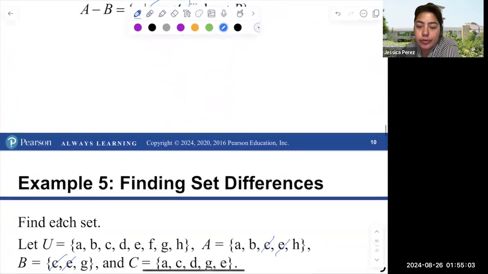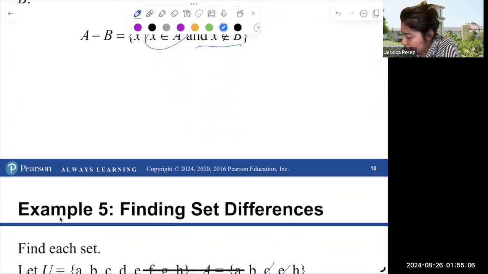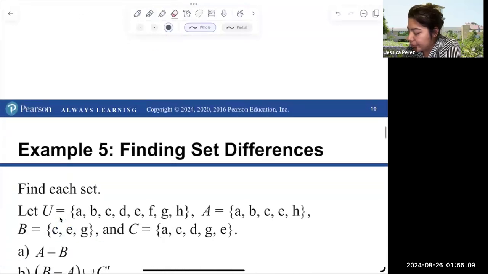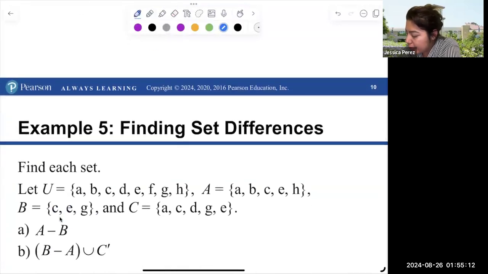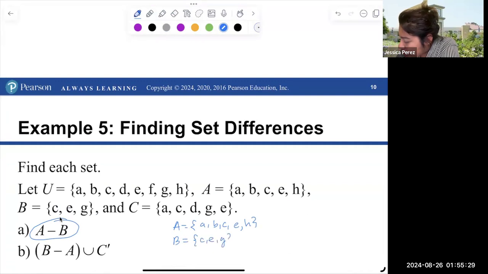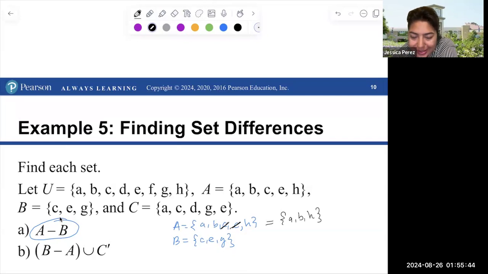So let's look at an example. I don't want to give you the answer right away. Let's say you have this universal set and you have A minus B. So we're only looking at A and B. A is A, B, C, E, and H. And B is C, E, G. So I need to remove the letters C and E. I'm only going to be left with A, B, and H. So what's remaining from A? That is subtraction between sets.